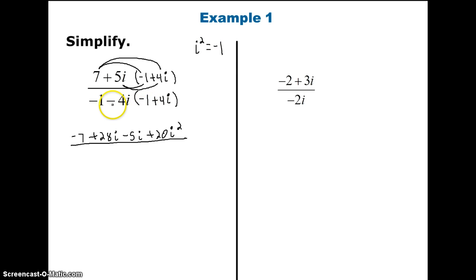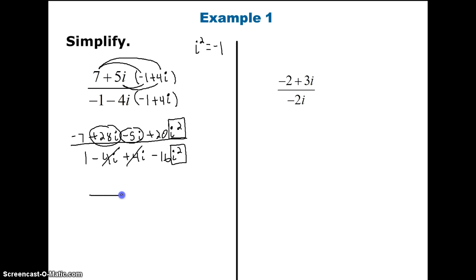On the bottom, do the same thing. You multiply using the FOIL method. -1 times -1, that's positive 1. -1 times positive 4i, that's -4i. Inner, -4i times -1, that's positive 4i. And the last, negative times positive, that's -4 times 4 is 16, i times i squared. On the top of the fraction, you're going to combine like terms. You're going to substitute a -1 into the i squared. On the bottom of the fraction, these two cancel, and you're going to substitute a -1 into the i squared.